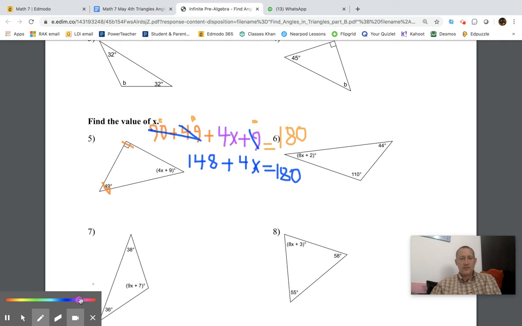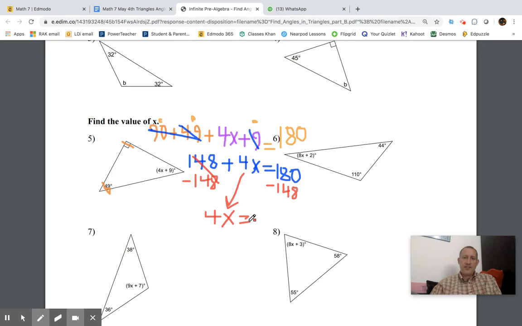So first thing I'm going to do is I'm going to subtract 148 from both sides of the equal sign. Okay. Boom. It's gone. And all we have left now is our 4x on the left side. It's the only thing remaining. On the right side, I have 180 minus 148. So that's going to give me 32.